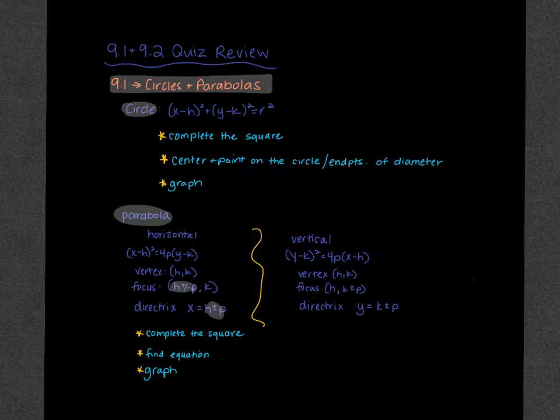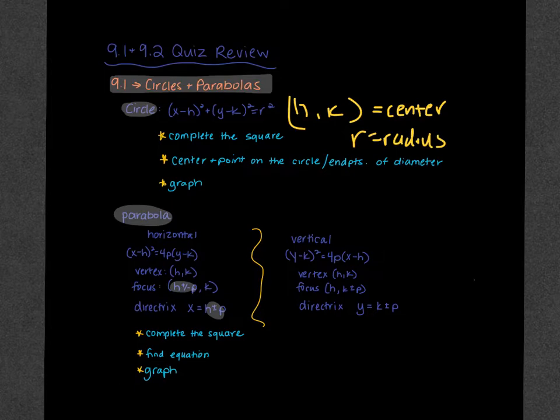From 9-1, it was circles and parabolas. So the equation for circles is (x − h)² + (y − k)² = r², where (h, k) is your center, and r is your radius.